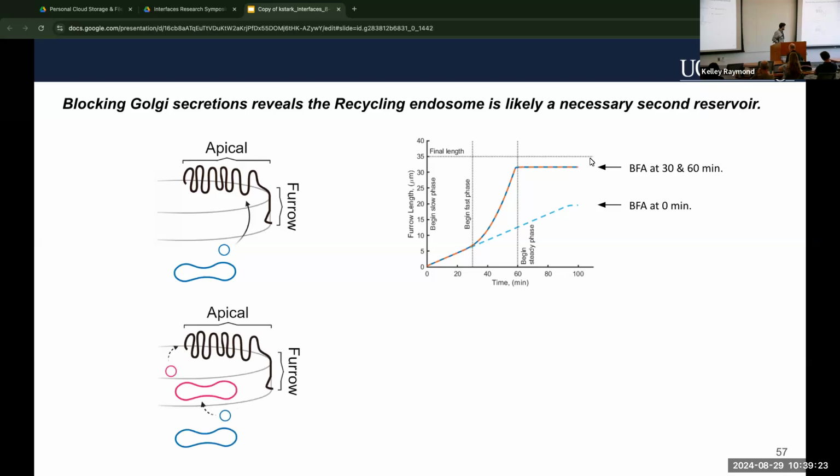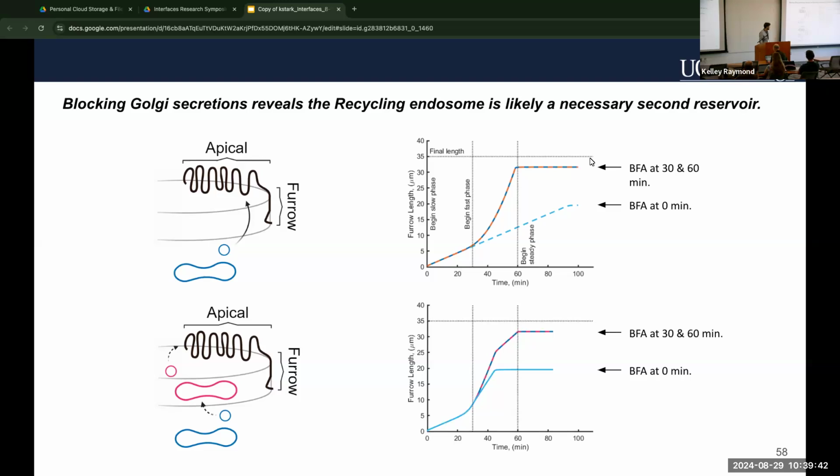So we dug around in the literature a bit more, and we discovered that the second compartment, the recycling endosome, sits above the nucleus. And that would allow us to transfer our Golgi vesicles to the recycling endosome, and then that delivers to the membrane. And what we find is that we recover roughly our fast phase and slow phase velocities, and we stop at the right length.